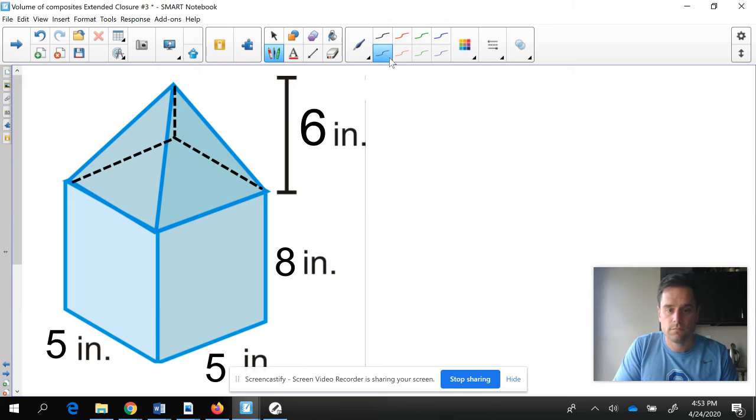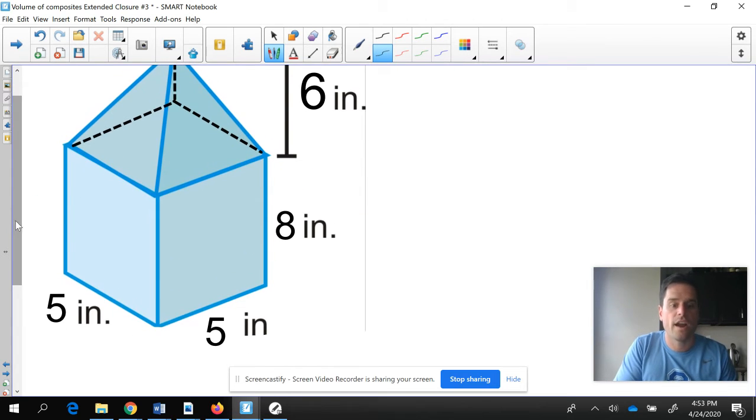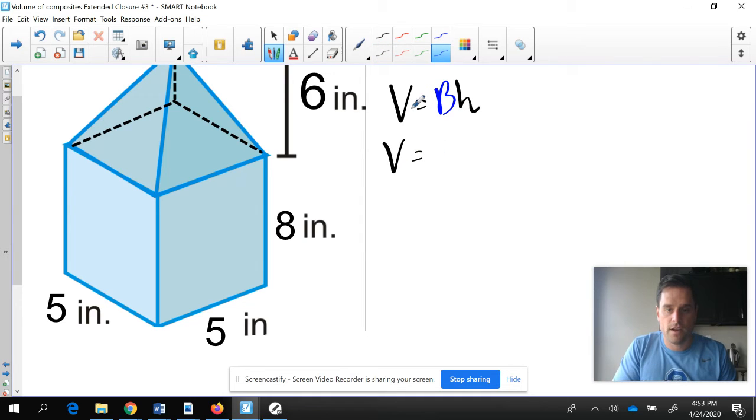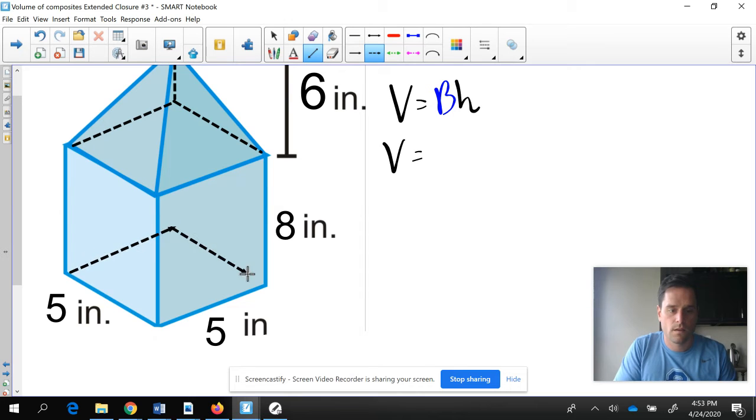Okay. So let's start with this rectangular, actually it's not a rectangular, it's a square prism. It's not a cube, but it's a square prism. Let's start with that one, this 5 by 5 by 8. And the area of the base, let's highlight that. In fact, let's do this as well. That base right there. Let's put that in blue.